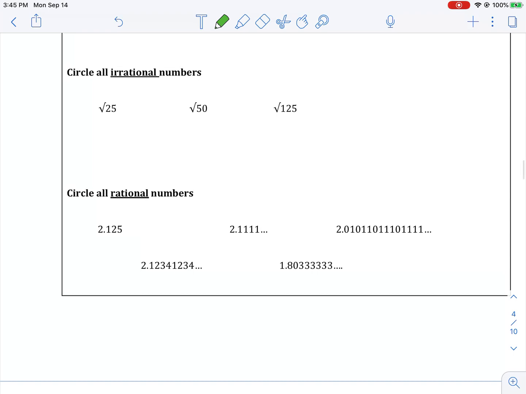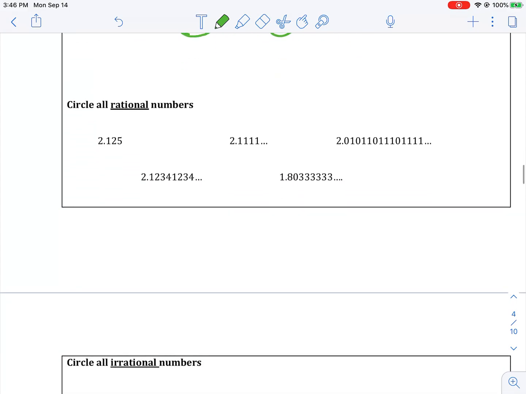Next, we want to circle all the numbers that are irrational. So the square root of 25 is just 5. That is rational, so we're not going to circle it. Square root of 50 gives me 7.07. Notice in your calculator how that goes on forever and it never repeats. That is irrational. Square root of 125 is a number that goes on forever, never repeats, therefore it is irrational.